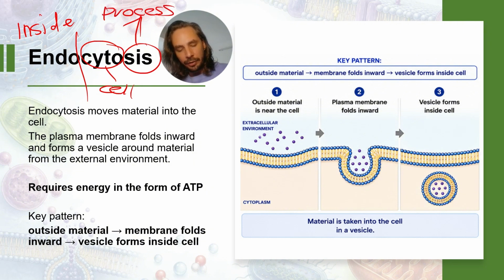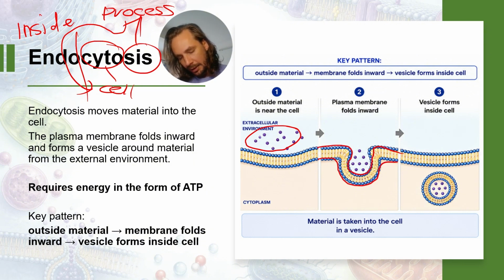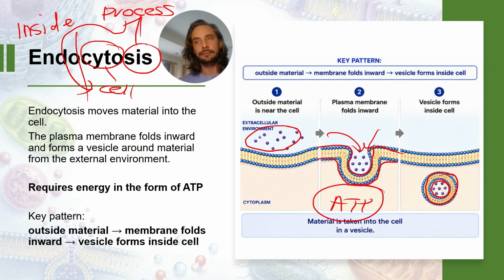Now, endocytosis. Okay, endo means inside, cyto means cell, and this suffix means process. So it's a process to get things inside the cell. It's where things move in. So this is a substance that we want. The plasma membrane would fold in on itself like that, okay, to take in this substance. And then it would pinch off and form a membrane around the material that it took up from the external environment. And this requires ATP energy.